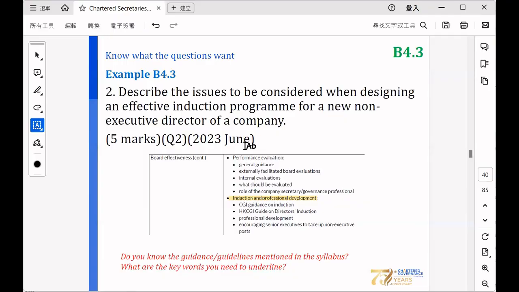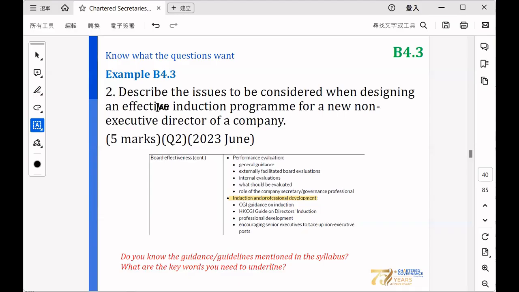Now, the last one for this workshop would be something related to the induction process. That's not difficult. Again, it's a 5-mark short question. As long as you mention something sensible, marks will be given.